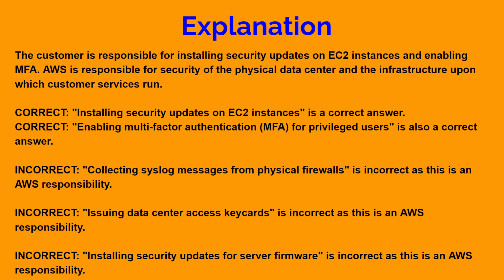Correct. Installing security updates on EC2 instances is a correct answer. Correct. Enabling multi-factor authentication, MFA, for privileged users is also a correct answer. Incorrect. Collecting syslog messages from physical firewalls is incorrect as this is an AWS responsibility. Incorrect. Issuing data center access keycards is incorrect as this is an AWS responsibility. Incorrect. Installing security updates for server firmware is incorrect as this is an AWS responsibility.